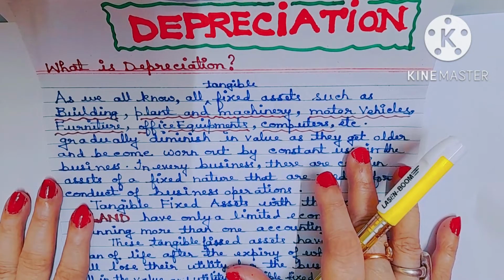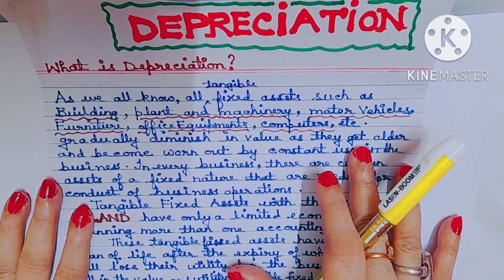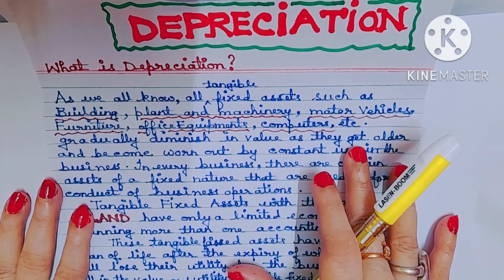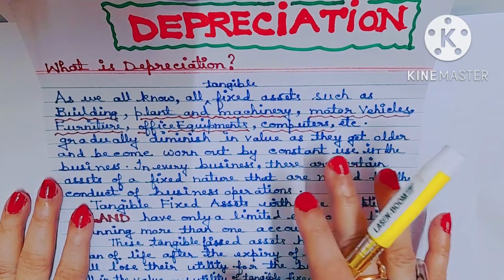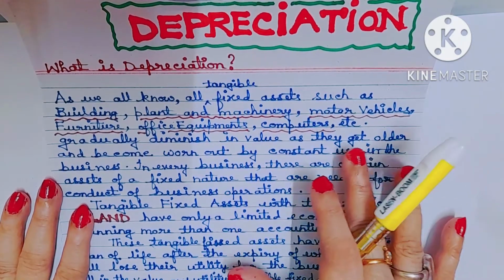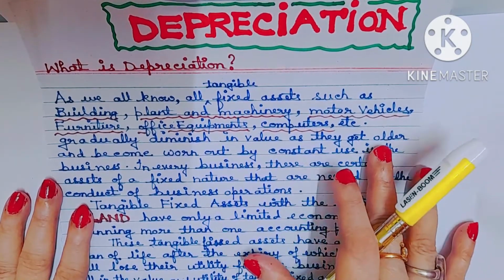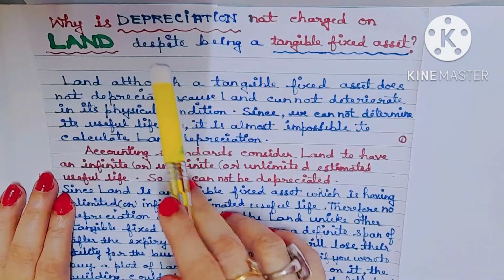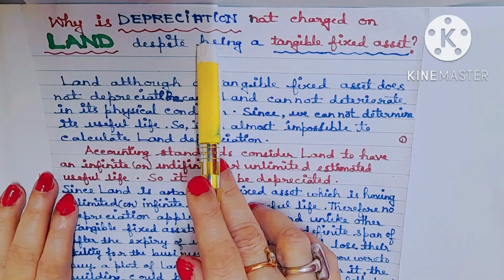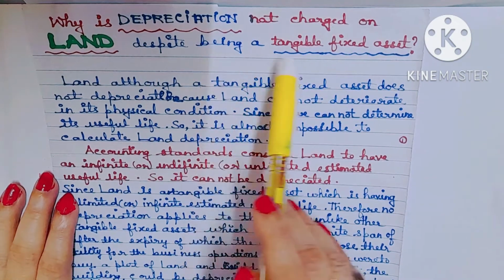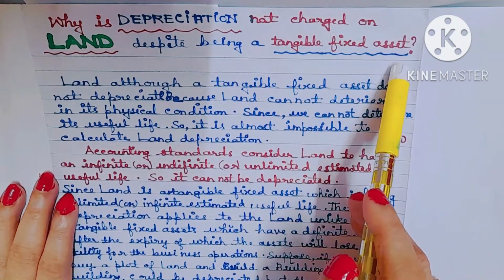It occupies an important position in the company's balance sheet and can shore up its overall valuations in the long run or long term. A tangible asset has a finite value and physical existence. Understood? Now, why is depreciation not charged on land despite being a tangible fixed asset?